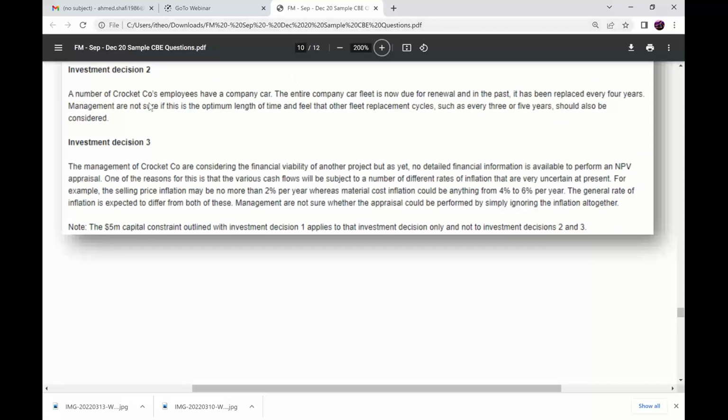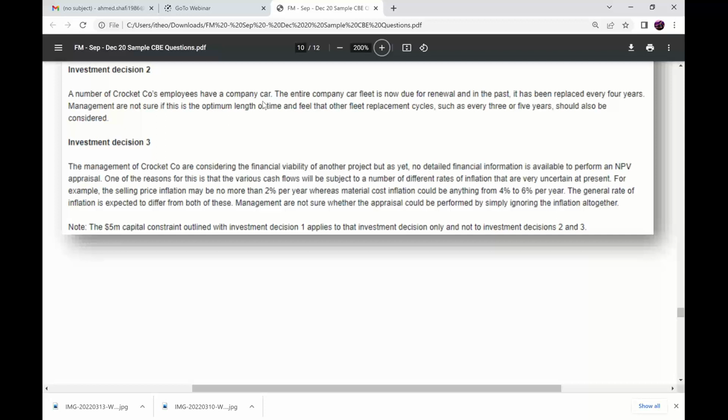Investment decision 2. A number of Crockett's employees have a company car. The entire company car fleet is now due for renewal, and in the past it has been replaced every 4 years. Management are not sure if this is the optimum length of time and feel that other replacement cycles, such as every 3 years or 5 years, should also be considered. This is investment decision 2.